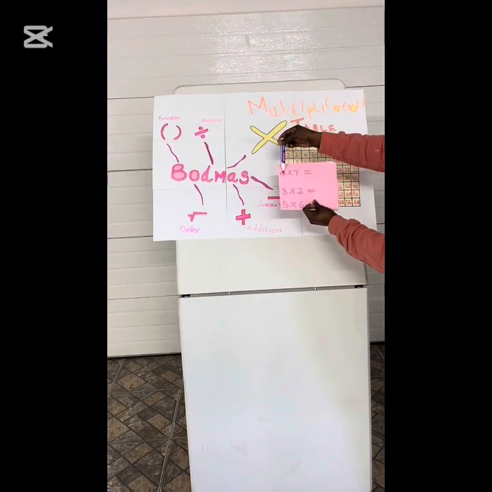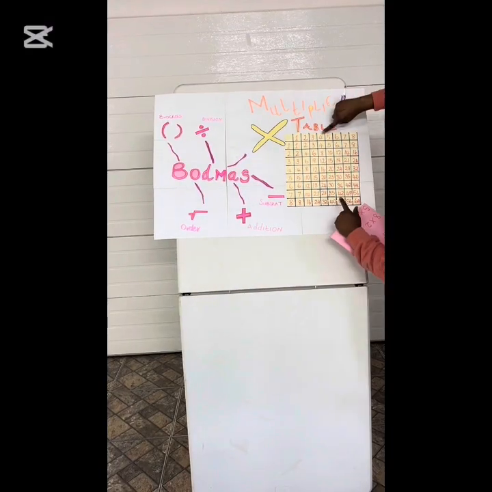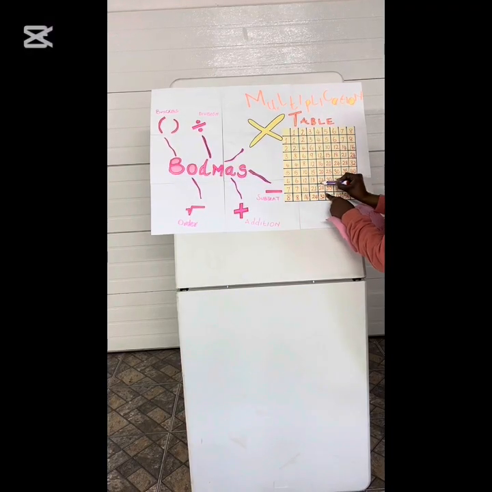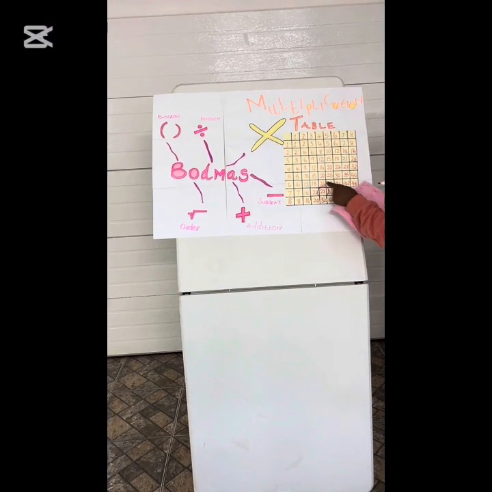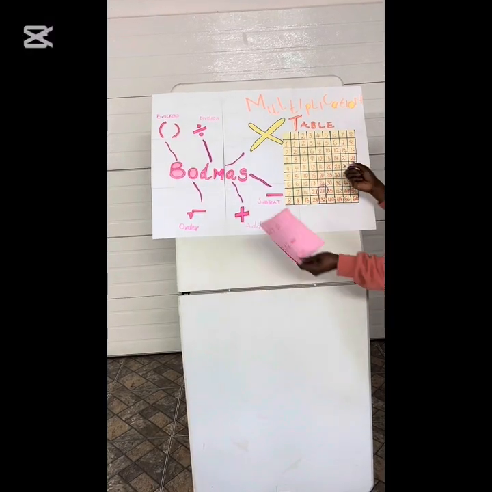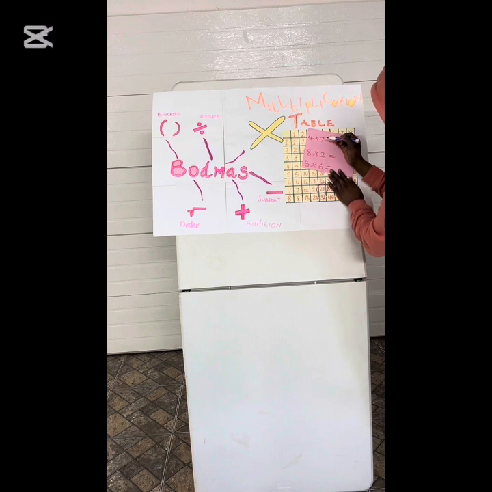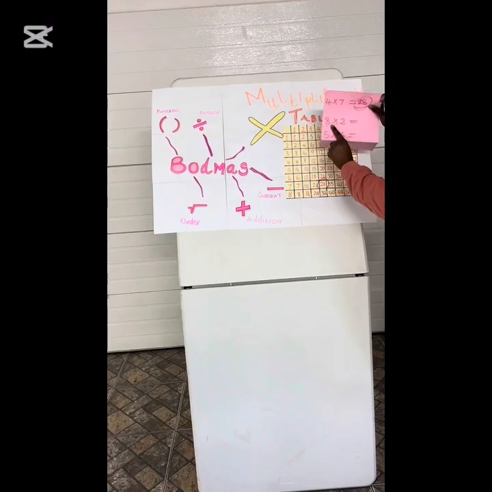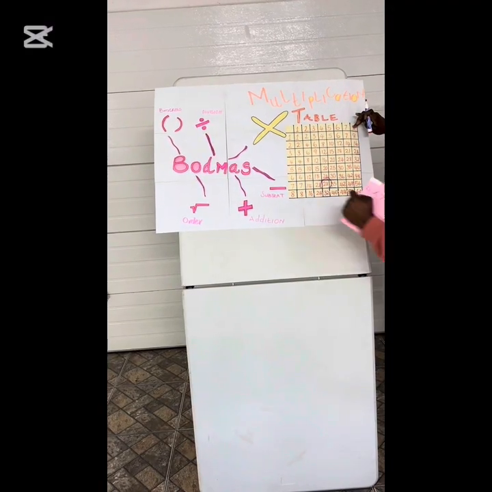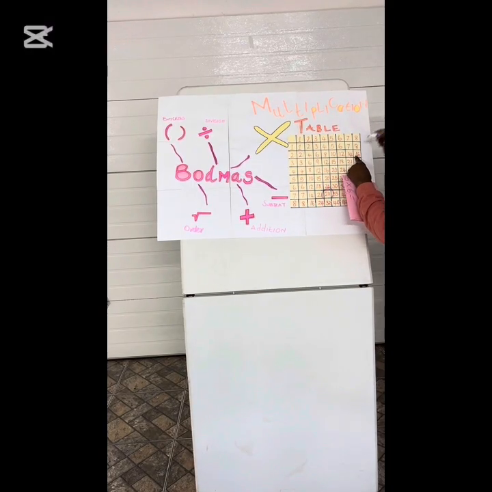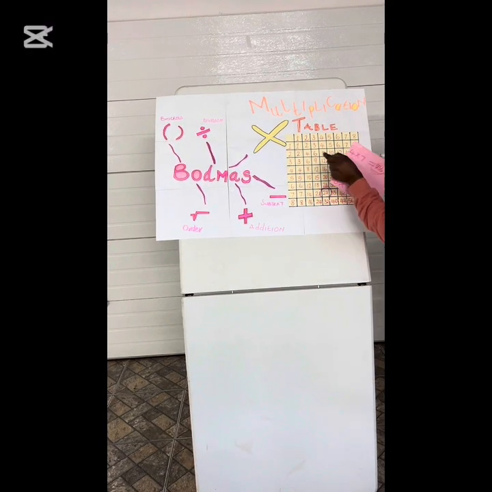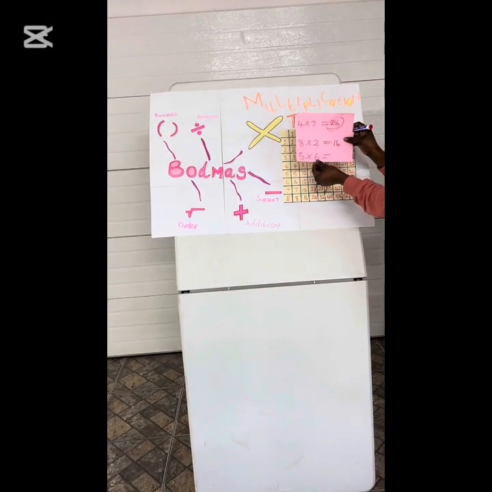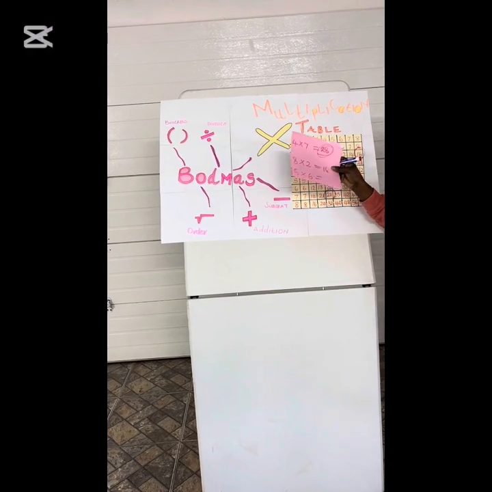Same applies. 4 times 7. Simply, I can point at 4 and point at 7. It gives him or her 28. The answer is 28 without using a calculator. So here it's 28. We have solved the problem. Secondly, 8 times 2. It's 16. So the answer is 16.